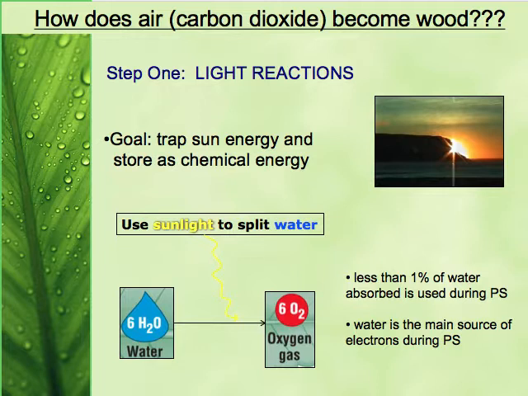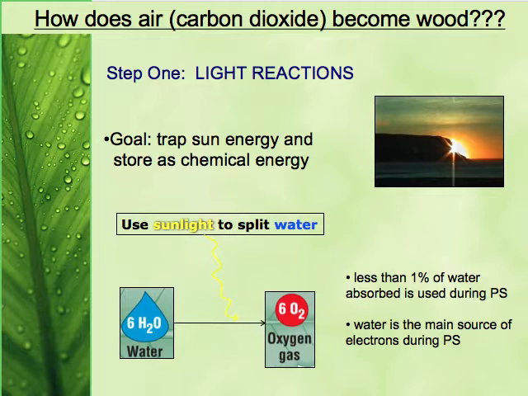So how does air, and particularly carbon dioxide, become wood? Well, plants can use this carbon in carbon dioxide to ultimately build structures. And step one to get this process going is the light reactions. Now, the goal of the light reactions is to trap the sun's energy and store it as chemical energy. And what the plant does is it uses sunlight to split water molecules. And we'll see why this is important in just a moment.